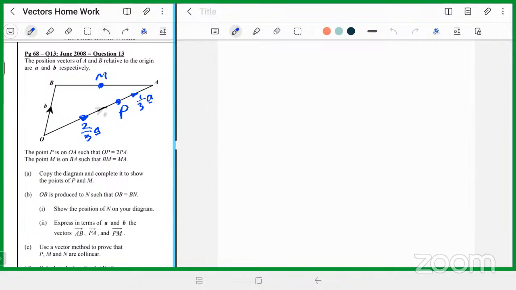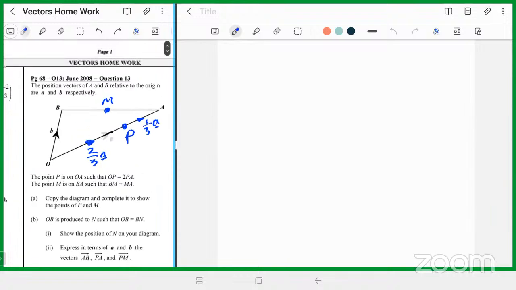All right. Next part says OB is produced. Remember that word I told you about? Produced is another word for extended. OB is produced to N, such that OB is equal to BN. So B becomes the midpoint between O and N. All right? So this line OB is produced, which means extended.